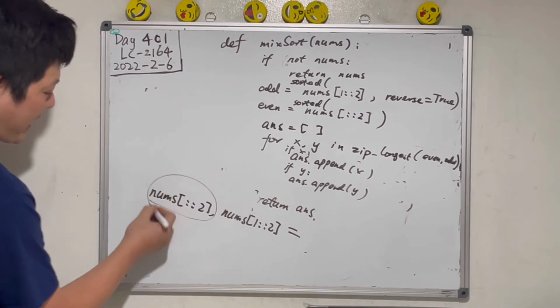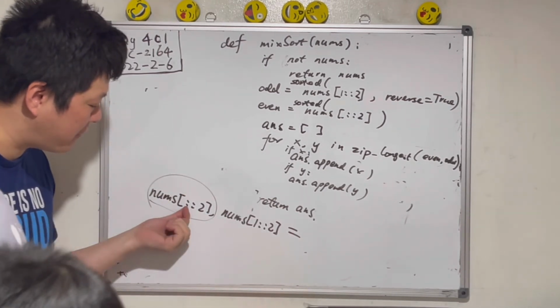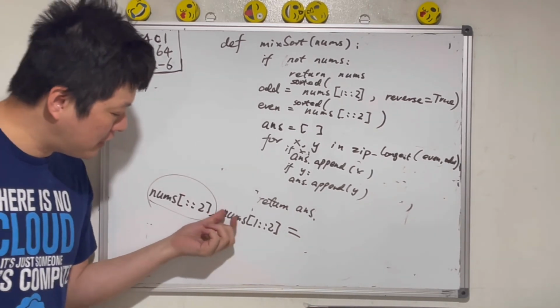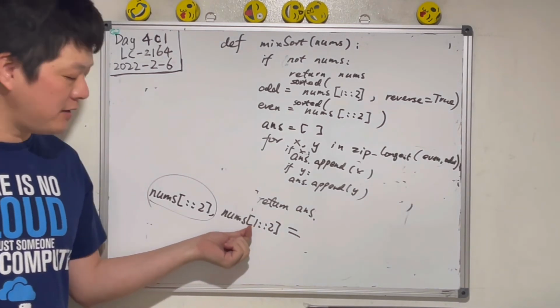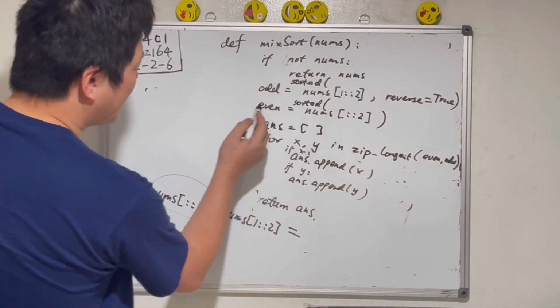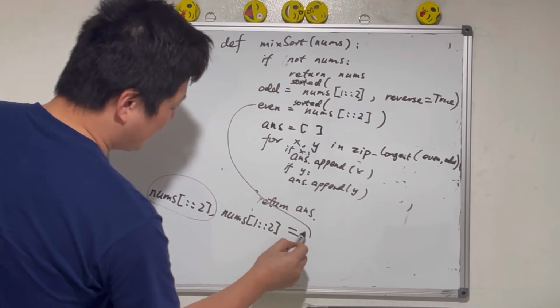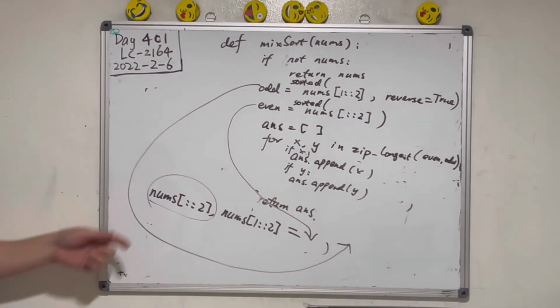I want to replace the elements in the nums array, starting from the first one, every other element. And I want to replace the elements starting with the second element, every other element, skip one. Equals what? Equals this. This is the target, right? So we just have to do this.